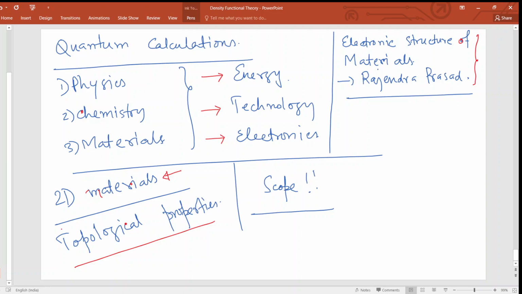Okay. So it looks like you don't have any question. Yes, sir. Can you explain the term topological properties? Topological property. Okay. Yes. So, do you know what is topology?